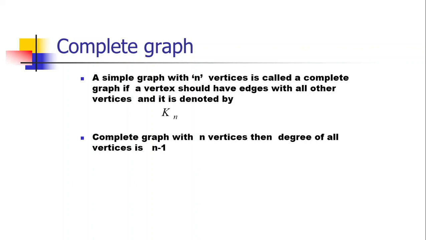There is one important result to check whether it is a complete graph or not. In a complete graph with n vertices, the degree of every vertex is n minus 1. For example, for a graph with 5 vertices, the degree of each vertex should be 5 minus 1, so it is 4. That is one important condition to check. So let us check with examples.